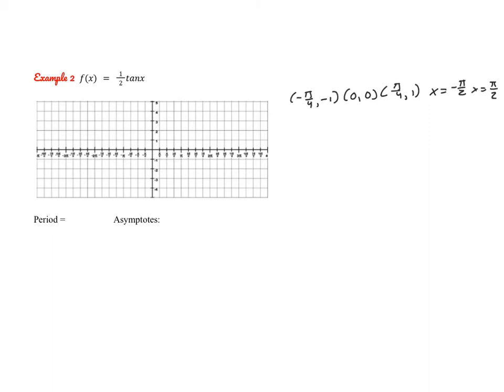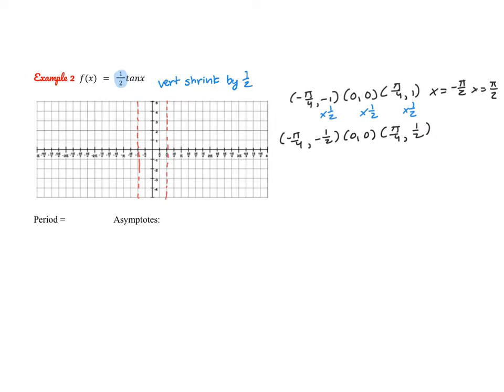So here I see one transformation. We have a vertical shrink because it's less than 1, by 1/2. So we're going to multiply all of our y values by 1/2, and our asymptotes are unchanged. So here's my 3 new points. Again, my asymptotes remain in the same place. So I'll start with those, negative pi over 2, positive pi over 2.